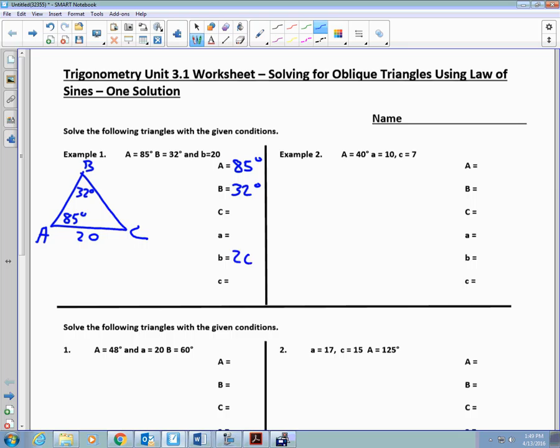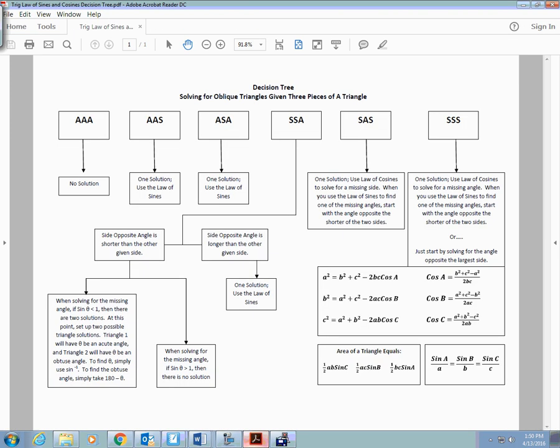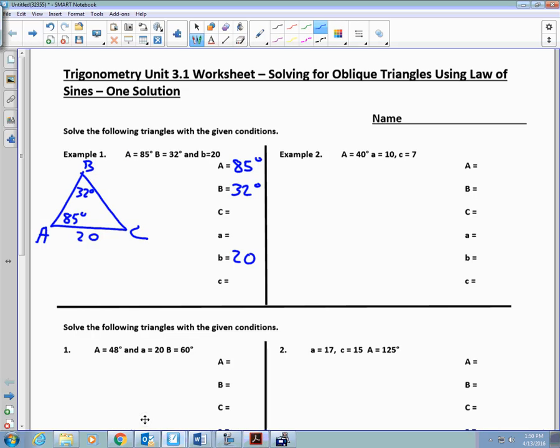Can somebody tell me what kind of triangle I have here? How many angles do I have? 2, so it's either angle, side, angle, or angle, angle, side. The question is, does the side sit between the angles or outside the angles? The side sits outside the angles. If it sat between, it would be sitting here. So it's an angle, angle, side, and our decision tree tells us that there is just one solution. So we can be confident that we'll get this one figured out without any issues.